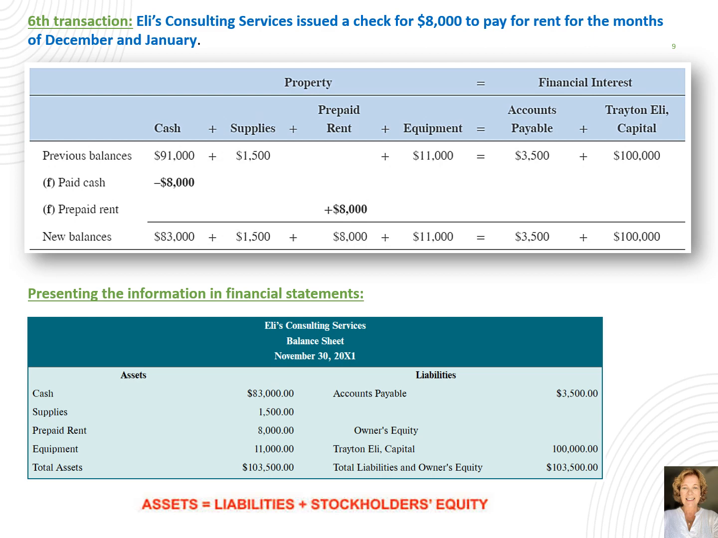We prepare our first financial statement, the balance sheet, by listing all property accounts as assets. On the other side of the balance sheet, we list the financial interest accounts as liabilities if money is owed to vendors or other creditors. And we list the money owed to the owners under accounts owner's equity. The balance sheet shows the firm's financial position on a given day. In our example, Eli's Consulting prepared the balance sheet as of November 30th.